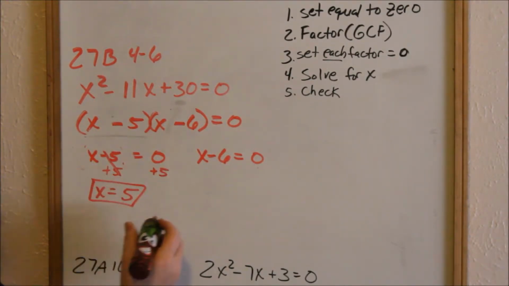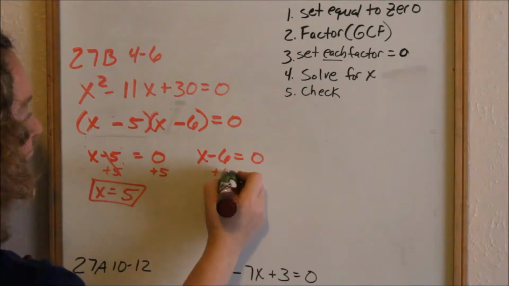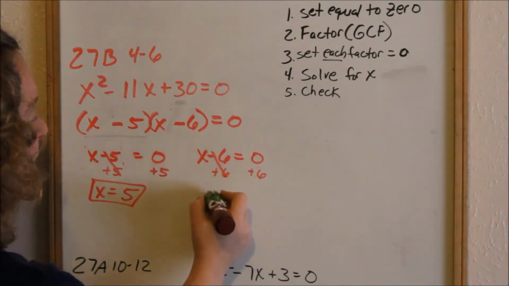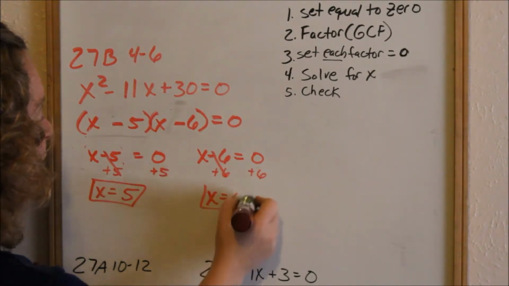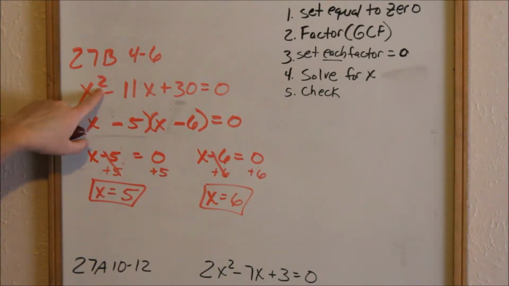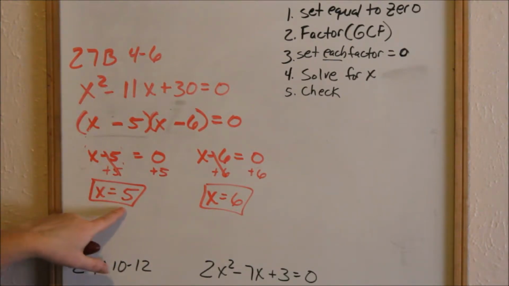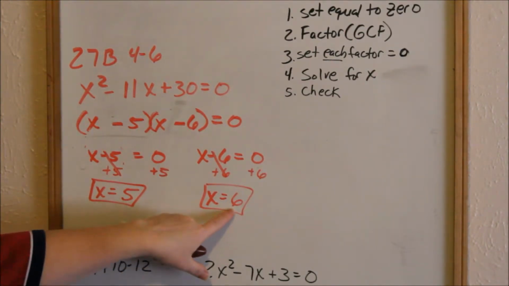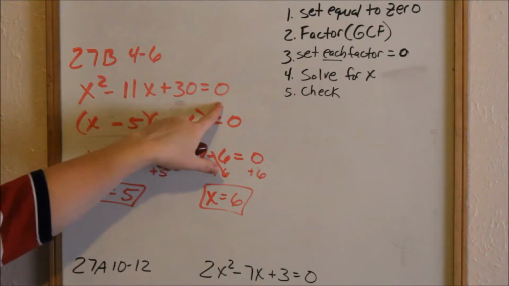So that is one solution for x. Over here, add 6 to each side. X equals 6, and that is my second solution for x. My highest exponent is a 2, so I should have 2 solutions for x. X can either be 5 or x can be 6, and it will make this statement true.